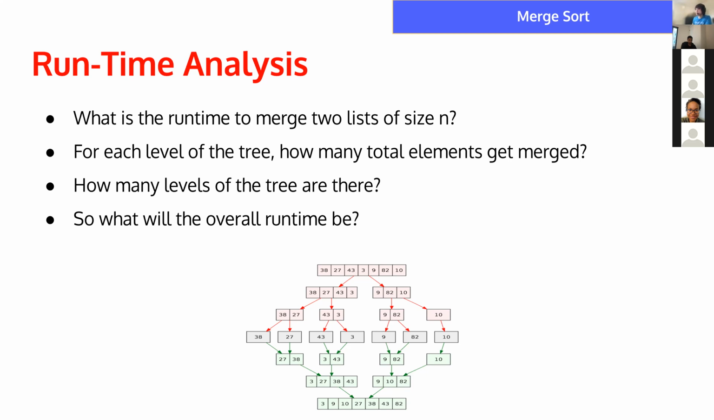Yeah, I think that's a great insight, and that's definitely correct. I think just looking at one step of this, if you look at the very bottom where we have this array 3, 27, 38, 43, and 9, 10, 82, and we're merging those together. So this is going from the second from the bottom level to the bottom level. What will be the runtime just to do that one merge step? We have an array of length n and another array of length n, and we're merging those together into a single array. What's the runtime just for that step?